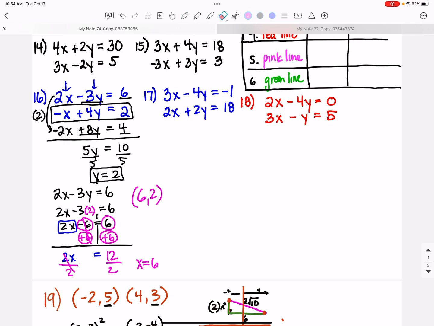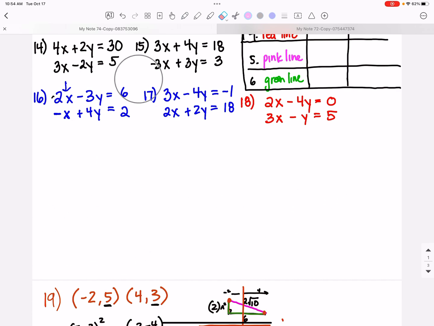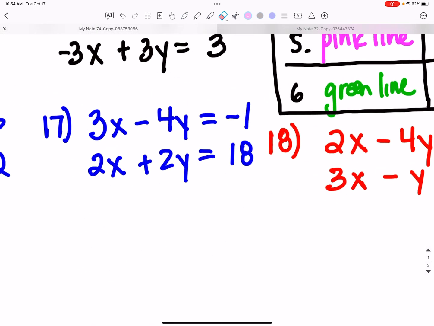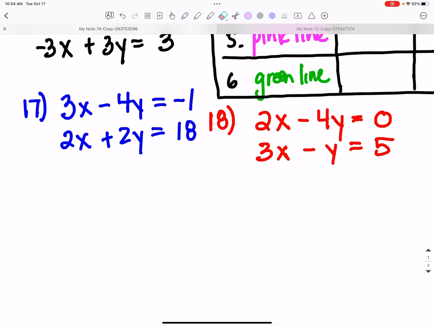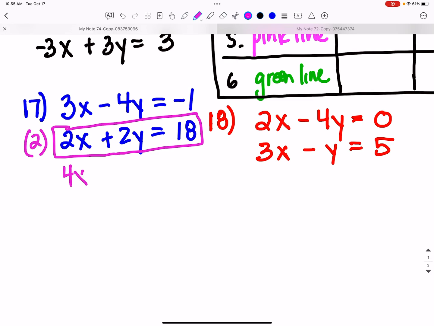There we go. Okay, number 17. Let's see. I need one of the letters to kill off each other. If I could just get this 2 to be a 4, then these guys would kill each other off. So I need to turn that 2 into a 4. So I'm going to make everything twice as big in the whole column. All right, so now this is 4x's plus 4y's equal 36. If you didn't know 18 times 2 is 36, put it in your calculator.